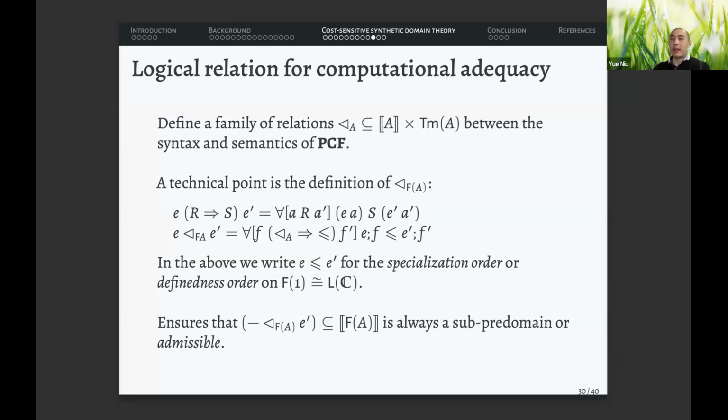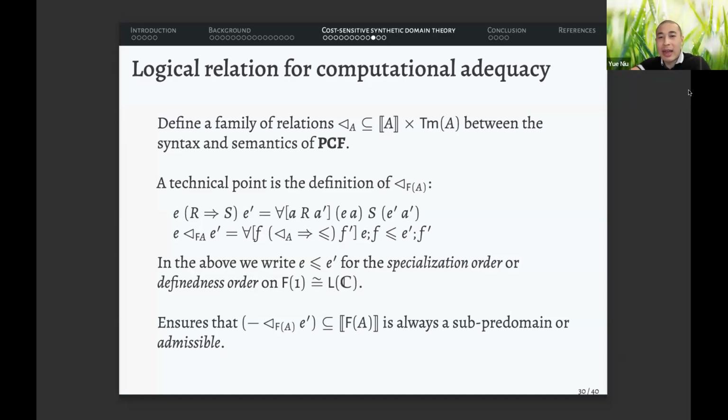The idea is that a denotation and a piece of syntax are related at this type when they're related for all compatible closing contexts. And a closing context in this case is just a continuation of the computation, in other words, a map from A to f of 1. And in the above, we write less than for the specialization order, or the definedness order, on f of 1, which is just a partial computation of a cost.